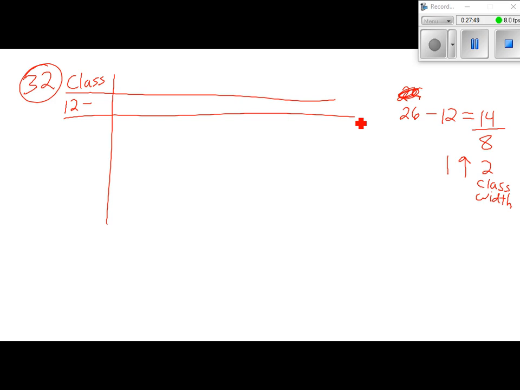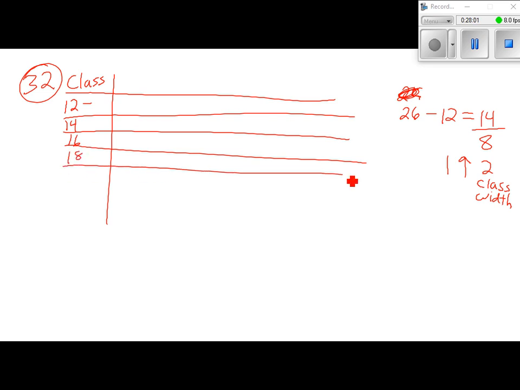12. So we got 12 there. What's the next one going to have to start with? The lower limit here. 14. If you go up 2, that'd be 14. Next one, 16. 16, 18. 18. 20. 22. We want how many? 8. 8.